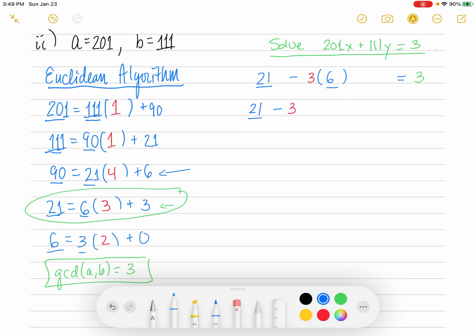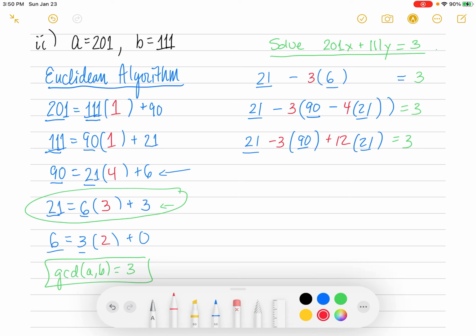So I'm going to keep 21 in front minus the red 3. And inside of the parentheses, rather than writing 6, we're going to replace that with 90 minus 4 times 21. And I'm underlining the 90 and the 21 here. All right, this is all equal to 3. Distribute the negative 3, I got minus 3 times 90. And when you take negative 3 times negative 4, distributing on the second term, I got positive 12 times 21.